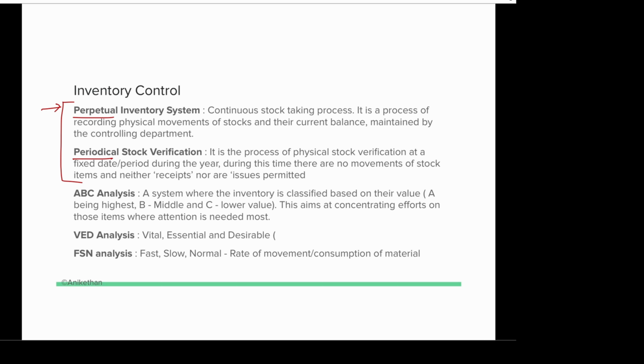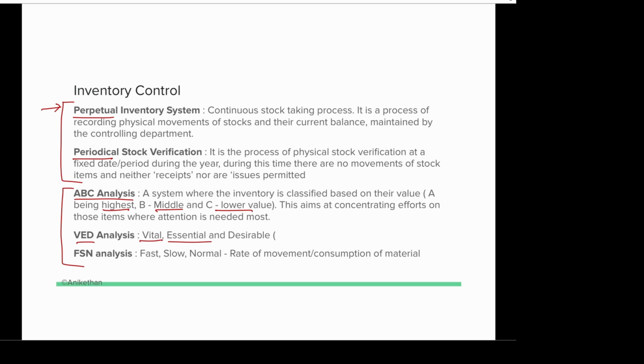And whenever there is an inventory issue and receipt, there are a few analyses which define the rate or categorization of this inventory. ABC analysis says A which is highest, B middle and C as the lower value. VED analysis classifies it based on vital, essential and desirable. This is especially used for spare part analysis.